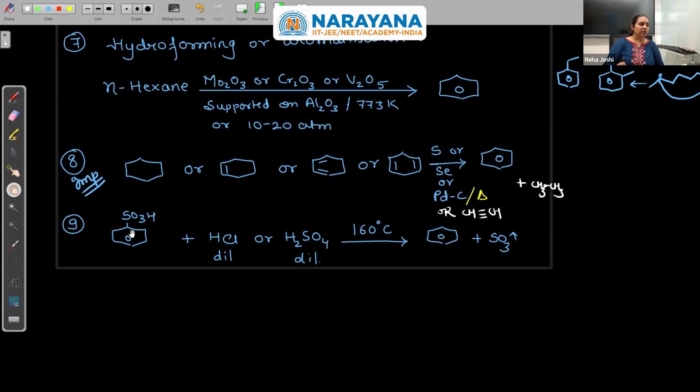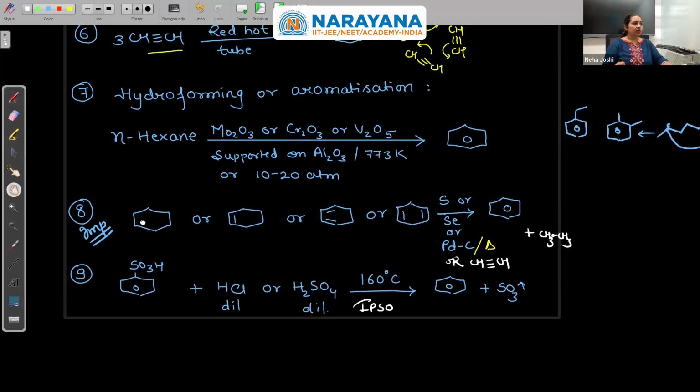Then there is benzene sulfonic acid. If I take benzene sulfonic acid and heat it with any protic source, it could be HCl, it could be H2SO4, at 160 degrees centigrade, then SO3 is removed. This is ipso reaction. We'll see in later stages what is ipso. H plus is coming and SO3H is displaced. That is why it is called ipso reaction.